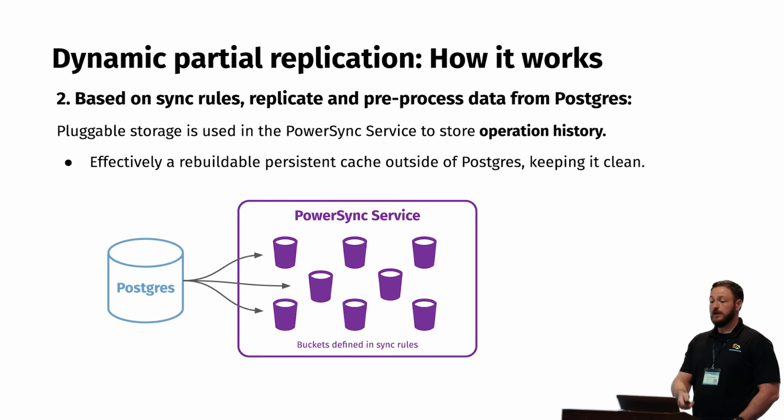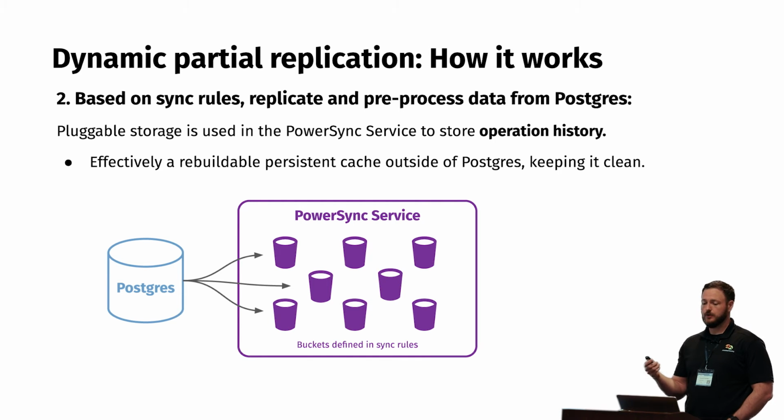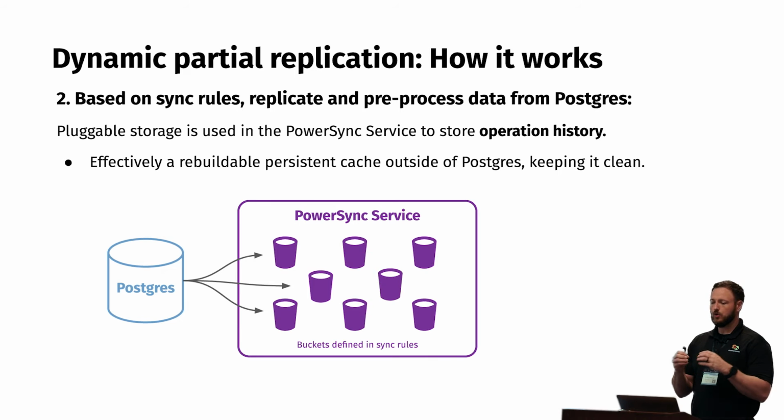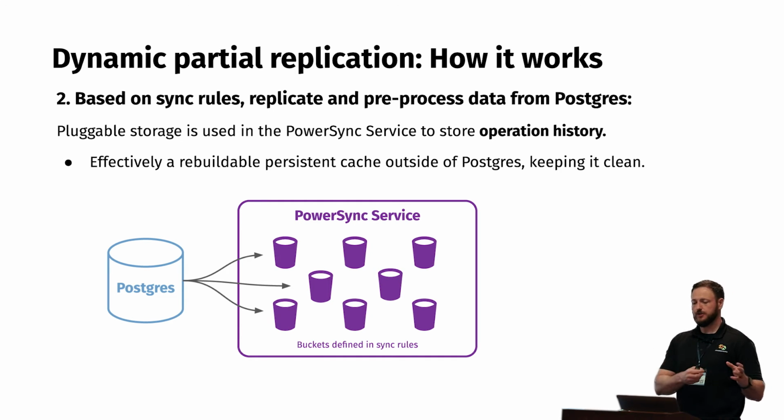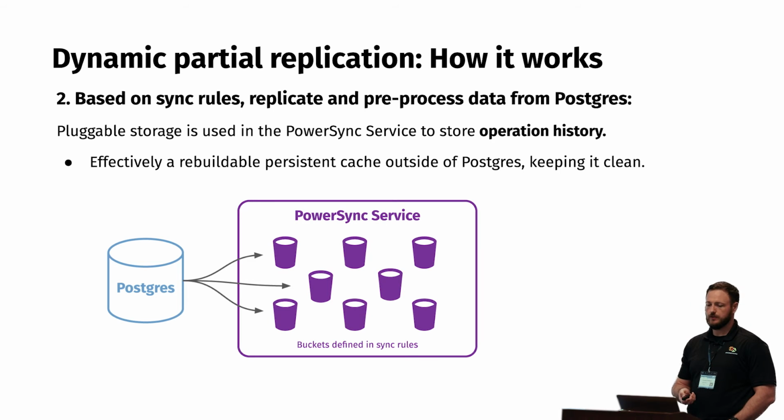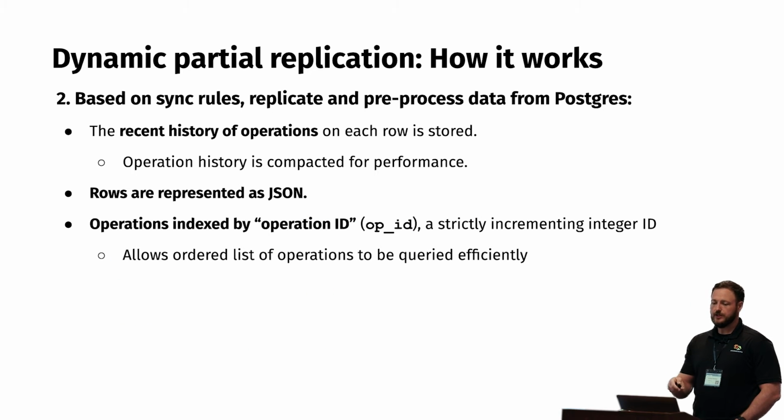One of the big decisions that we made as far as our design objective to make this system not invasive to Postgres was to store the operation history inside of the parsing service middleware. So we basically have a pluggable storage layer there where we store the operation history. And so effectively we're creating a rebuildable persistent cache outside of Postgres. And we keep the Postgres database clean so that we don't put a bunch of metadata and schema changes in the Postgres database. We store the recent history of operations for each row.